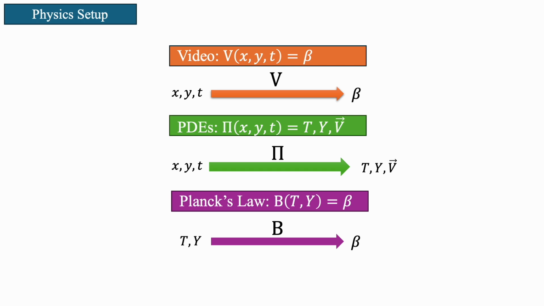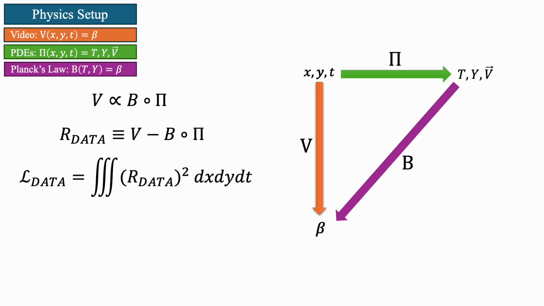We now have these 3 functions. First, a video that maps space and time to brightness, then our PDE that maps space and time to temperature, concentration, and velocity profiles, and then our Planck's law that maps temperature and concentration to brightness values. We can now take our physics model, our system of PDEs, and compose that with our brightness model to get something that resembles our video. We can now look at the difference between our video and our brightness model composed with our physics model to get a residual of our data. We can then integrate this residual over our boundary domain to get a loss for our data.